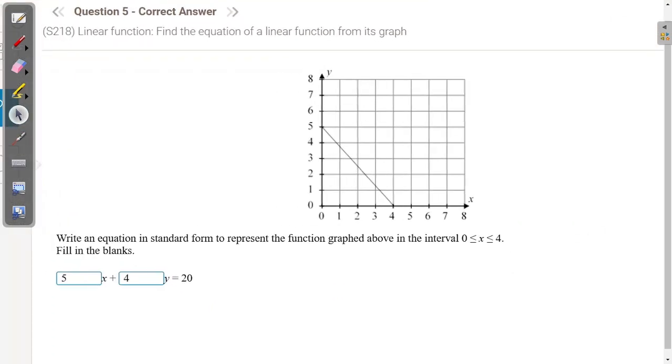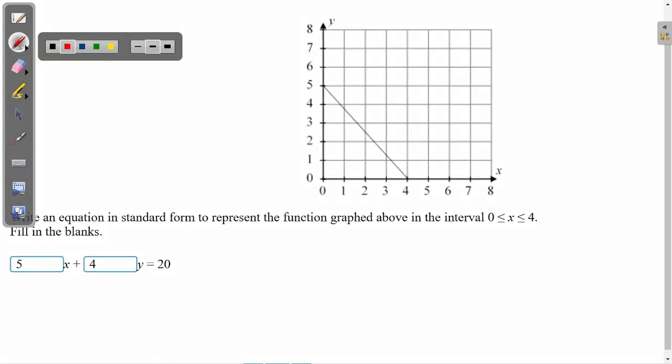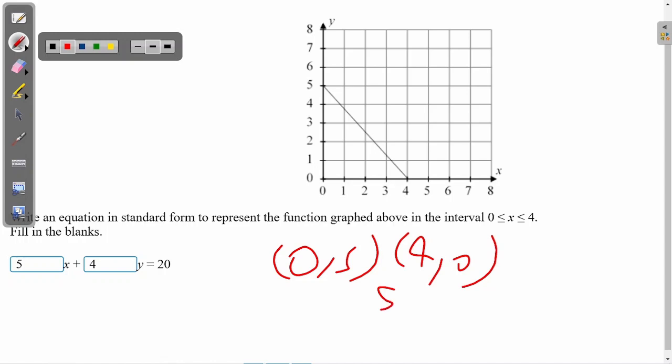Okay, for this one, you just find the equation, then you just make it equal to 20. Wait, I'll show you. So 0, 5, use the easiest points. These are the only points you can use anyway. 0, 5 and 4, 0. y2 minus y1 over x2 minus x1. 5 minus 0 over 0 minus 4. So it's negative 5 over 4.